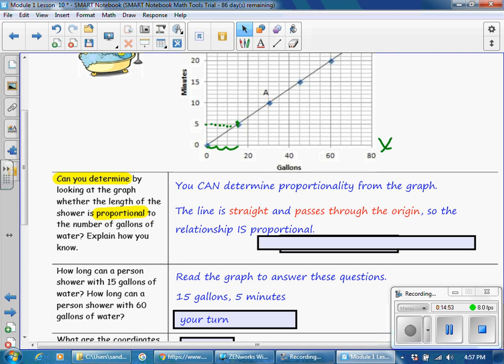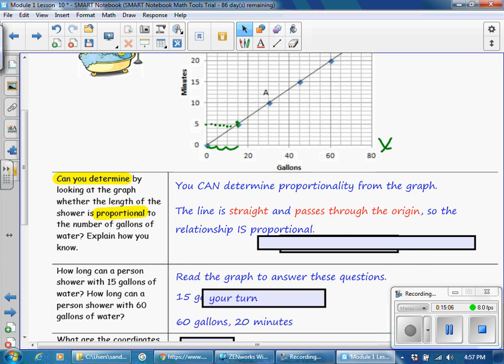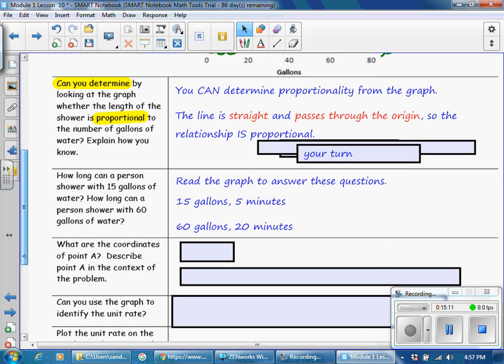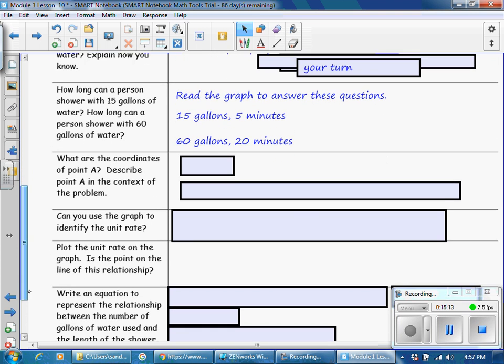Now for the next one, how long can a person shower with 60 gallons of water? So I want you to pause the video and find that out, and then check the answer. So the answer is, with 60 gallons of water, you can take a shower for 20 minutes.